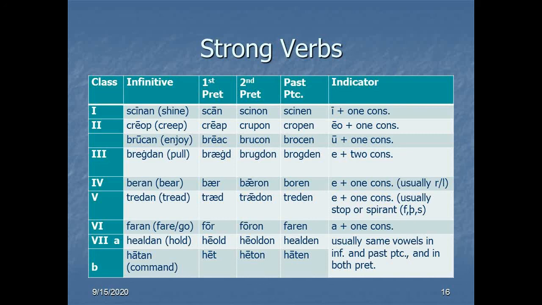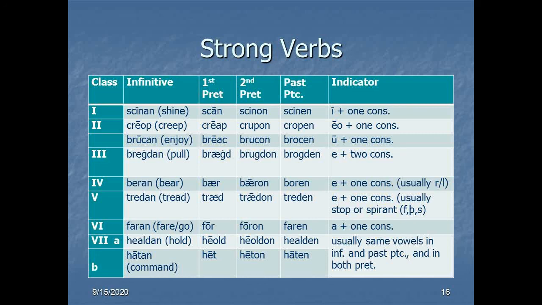Moving on to class 6, faran, meaning to fare or to go, so fare thee well. And across its principal parts, it's faran, foron, faran. And it's defined by A followed by one consonant. In class 7a, our example is heldan, hold, which across the principal parts are heldan, held, heldon, and helden. Whereas in 7b, hatan, command, is hatan, het, heton, haten.